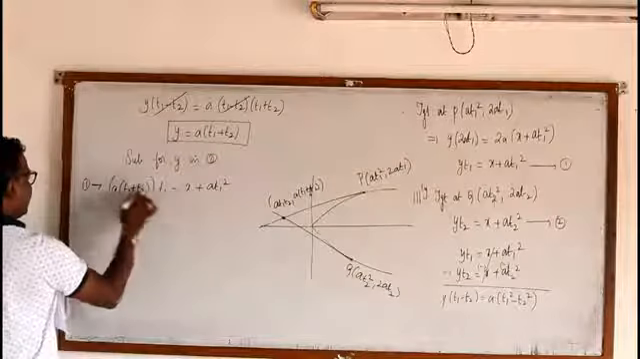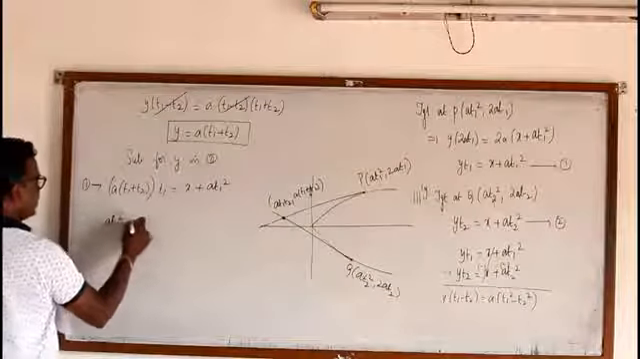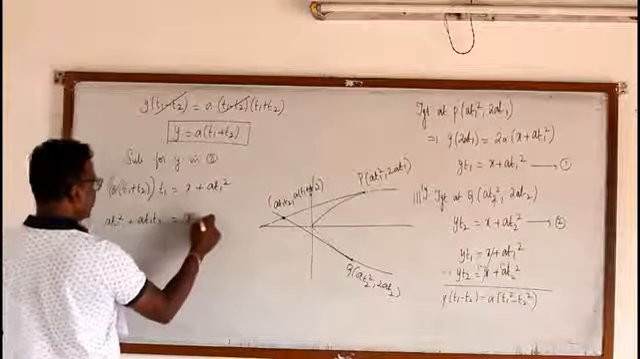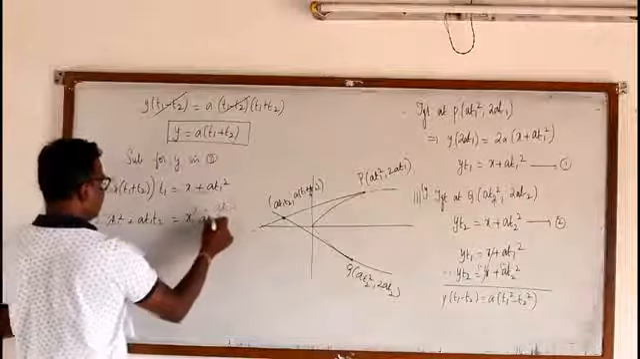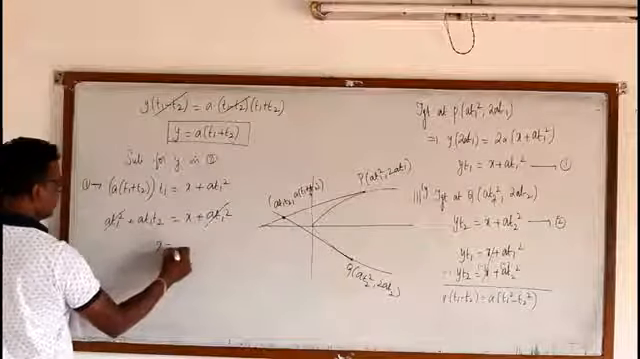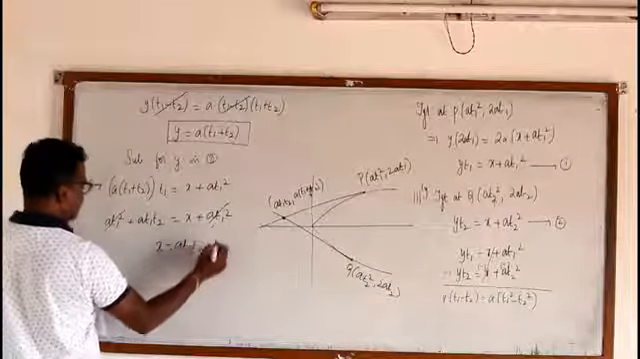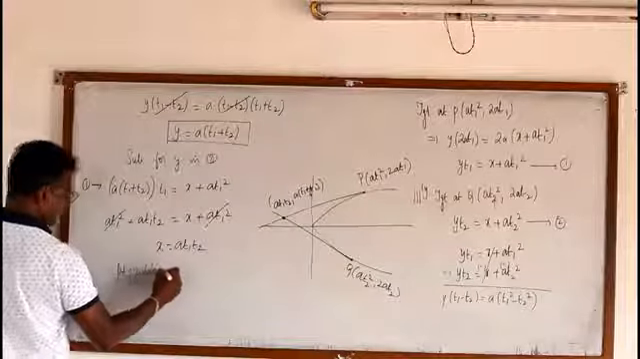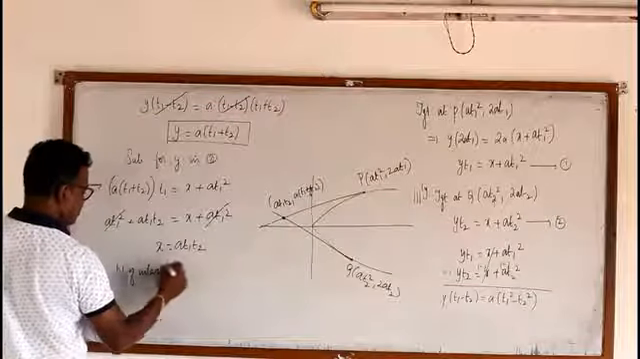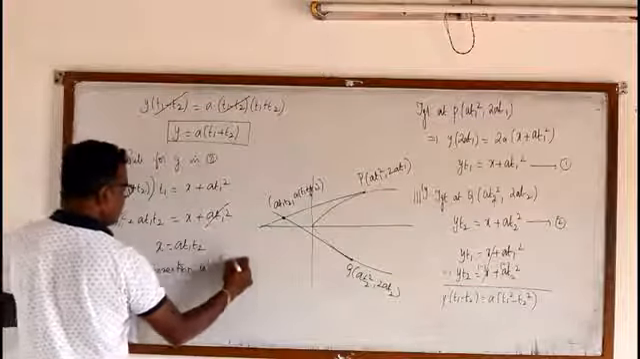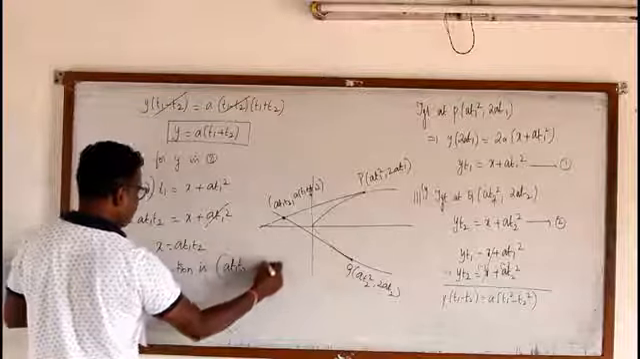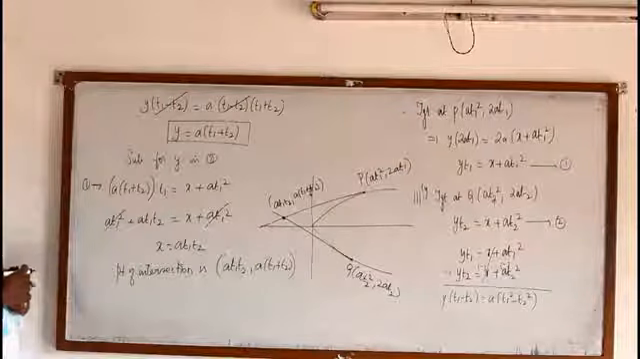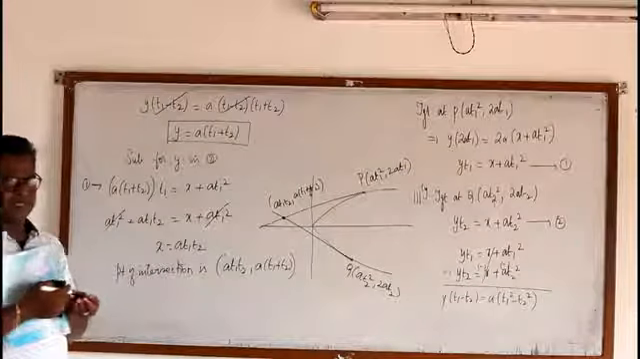Now multiply with at1 square, at1 t2 equal to x plus at1 square. At1 square, at1 square cancels, x equal to at1 t2. So we prove the point of intersection is at1 t2, comma, a into t1 plus t2. This is the point of intersection of two tangents. So we proved problem number 7.